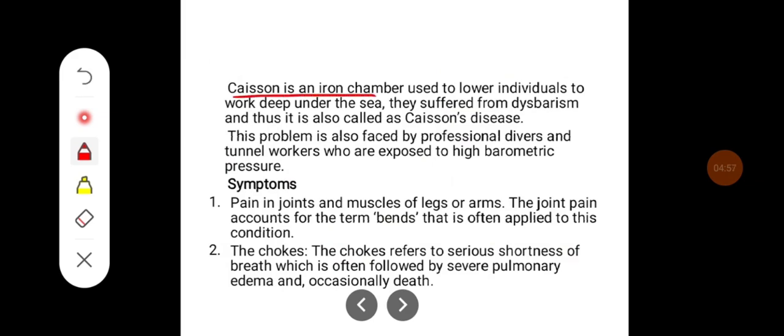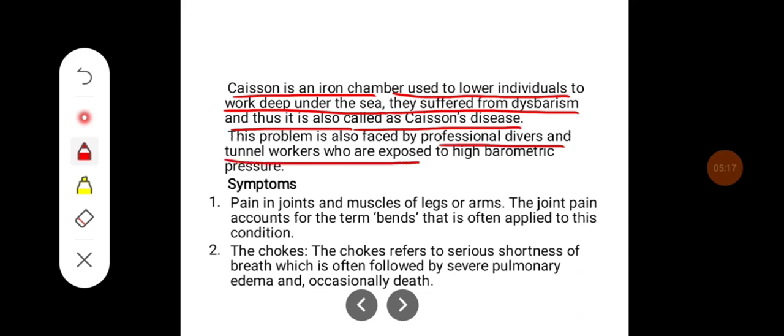Caisson is an air chamber used to lower individuals to work deep under the sea. They suffered from dysbarism and thus it is also called Caisson's disease. This problem was also faced by professional divers and tunnel workers who were exposed to high barometric pressures.